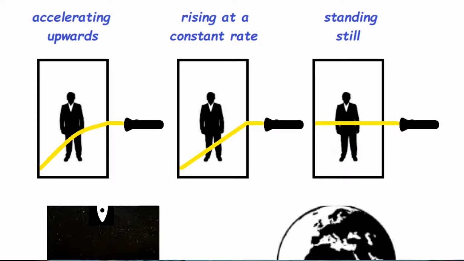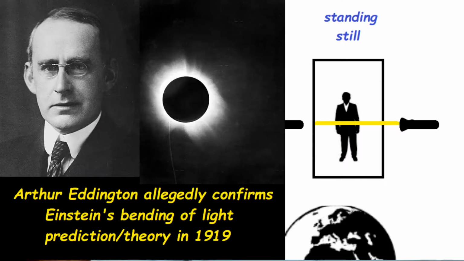Well, because he says that this is what happens with inertial mass, and since inertial mass is the same thing as gravitational mass, he inferred that light curves in space in the presence of mass as well. And that's what he predicted. That was his theory. And we have Mr. Arthur Eddington.